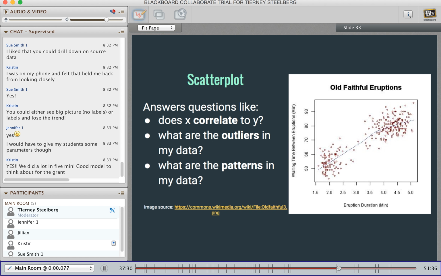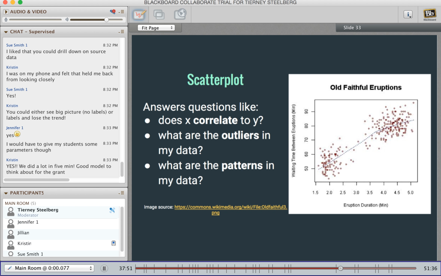This scatter plot example shows Old Faithful eruptions plotted along two variables, eruption duration in minutes on the x-axis and waiting time between eruptions in minutes on the y-axis. What does this data suggest? And how does this chart fit in with our rules of thumb? Let us know in the chat.